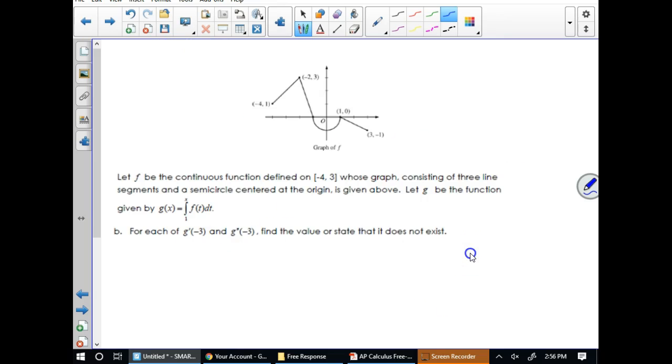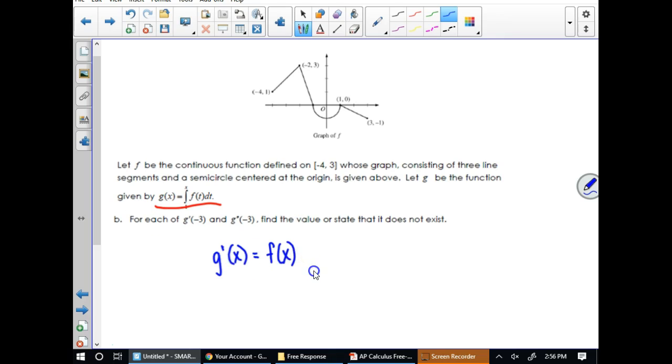Now we need g prime of negative 3 and g double prime of negative 3. Remember, this is g right here. So if we're taking the derivative, we're finding g prime of x, we're taking the derivative of the integral here, and derivatives and integrals undo each other, except for you got to plug this x right here in and multiply it by the derivative of x, but that's just going to give us f of x, and the derivative of x is 1, so you don't have to write anything. So you need to state this right here, g prime of x equals f of x.